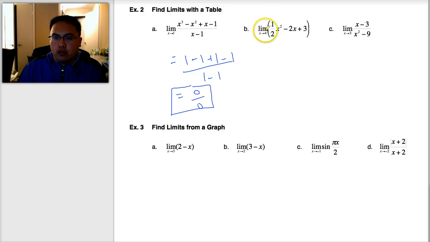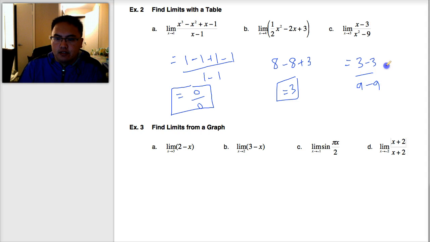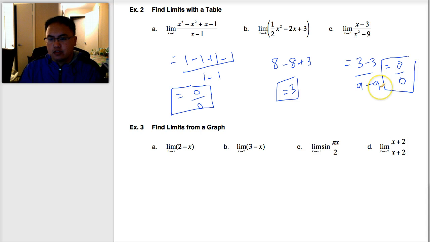This one says as x goes to 4, so I'm going to start plugging in 4. 4 squared is 16, and half of 16 is 8. Minus 2 times 4 is 8, plus 3. 8 minus 8 is 0, so I'm left with a 3. In the last one, it says as x goes to 3, so I'll plug in some 3's. You may notice something: 3 minus 3, 9 minus 9, 0 over 0. So do you guys see how direct substitution is not that bad?